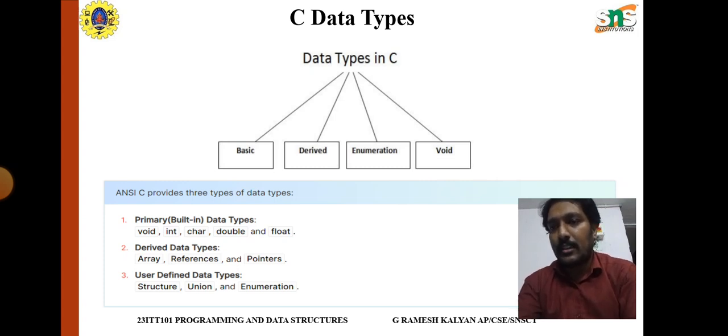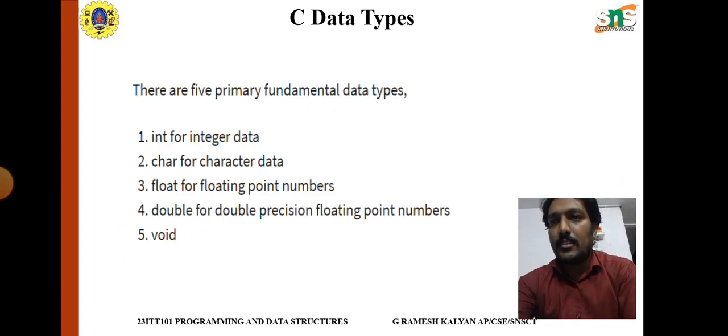In primary we have void, int, character, double, and float. In the derived data types we have array, references, and pointers, and in user-defined data types we have structure, union, and enumeration. There are 5 primary fundamental data types. First one is int for integer, char for the character data, third one is float for floating point numbers, fourth one is double for double precision floating point numbers, and fifth one is void.